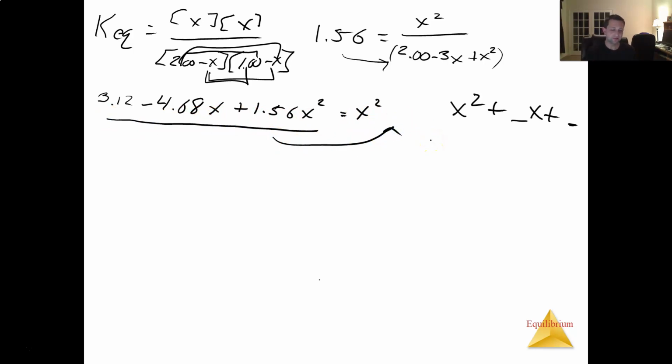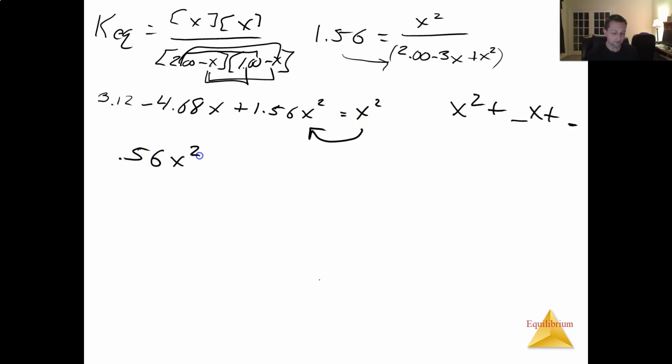So I end up with a positive x squared value, all right? Actually, what I could do is bring it all over to the left. Okay, sorry about that. I'm going to take the x squared, just bring it over here. So subtract x squared from both sides, and we're good to go. So 1.56 x squared minus x squared gives me just 0.56 x squared minus 4.68x plus 3.12 equals 0.